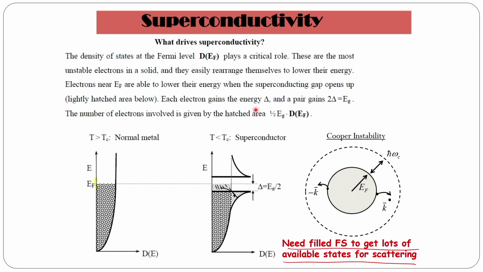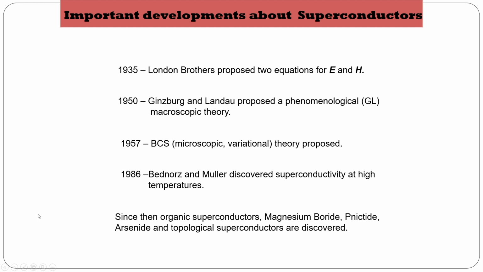So, each electron gains this energy delta, and a pair gains this energy 2 delta, and the number of electrons that are involved is proportional to this hatched area, which is something like half Eg into the density of states at the Fermi level. Okay. So, what is important is that you should have a filled Fermi sea, and then certain agencies can induce this attractive interaction, which will cause superconductivity.